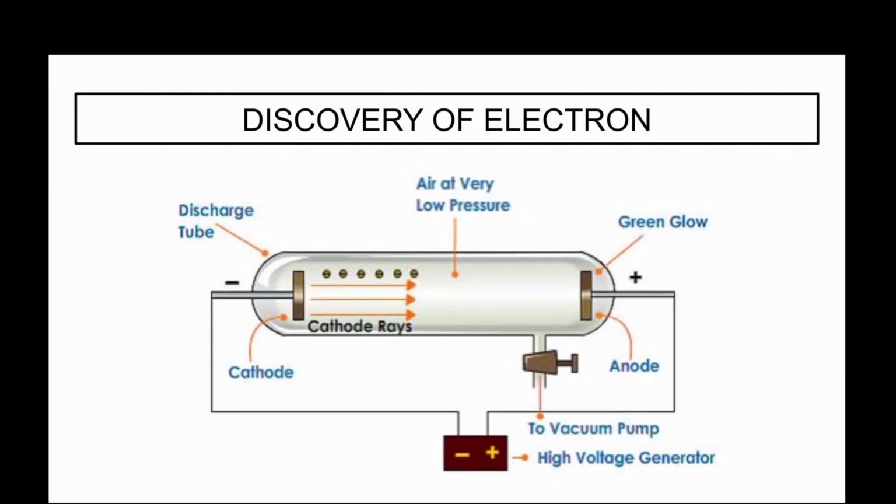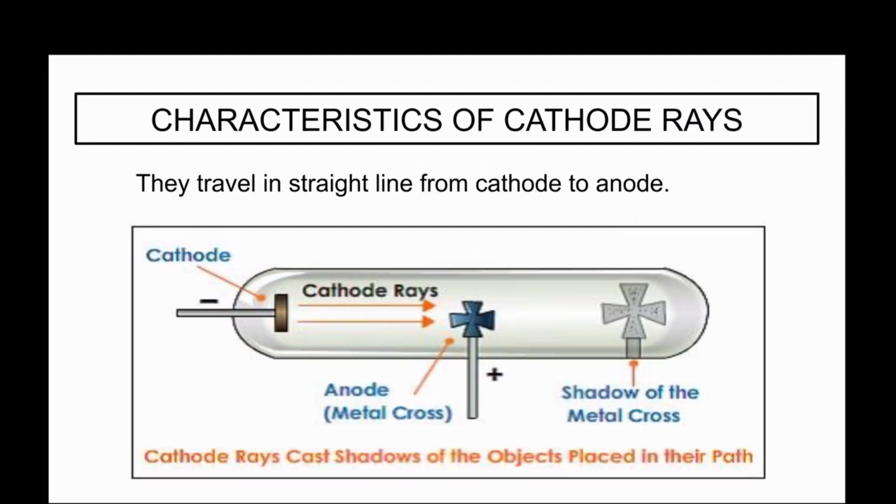This is the setup of the experiment which was conducted by J.J. Thomson. A discharge tube, cathode, anode, air at very low pressure. When high voltage electricity was applied on it, a greenish glow was observed. The rays which originated from the cathode and moved towards the anode were called cathode rays.